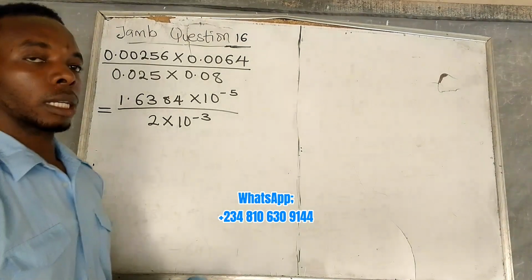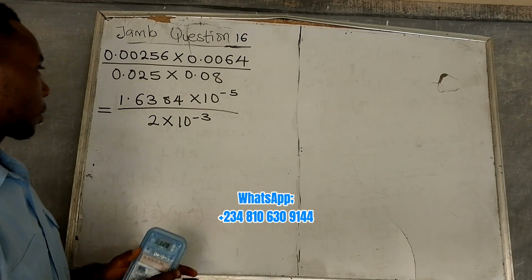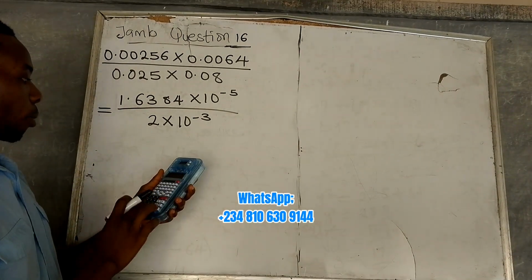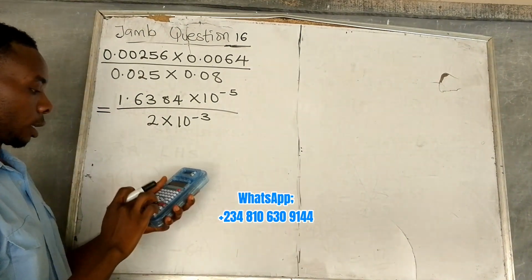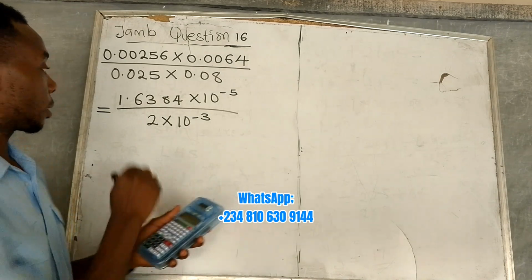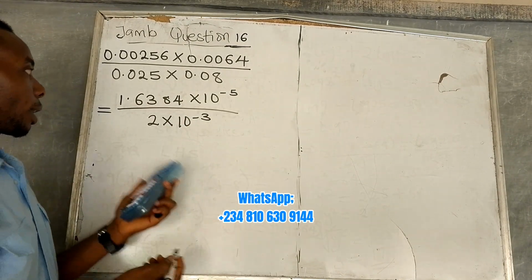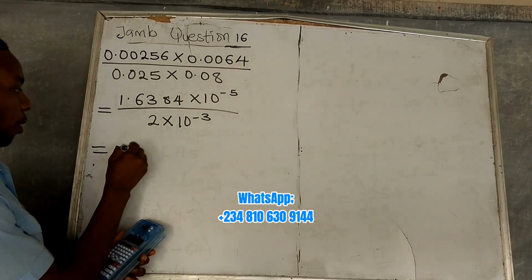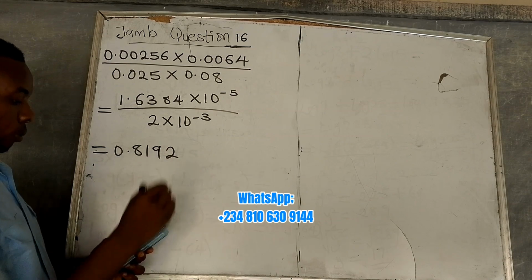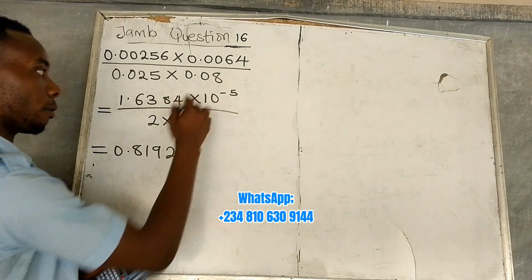You now apply the law of indices. First of all, we divide these two. That's 1.6384 divided by 2. What will you have? We have 0.8192 times. Now this is where you apply the law of indices.